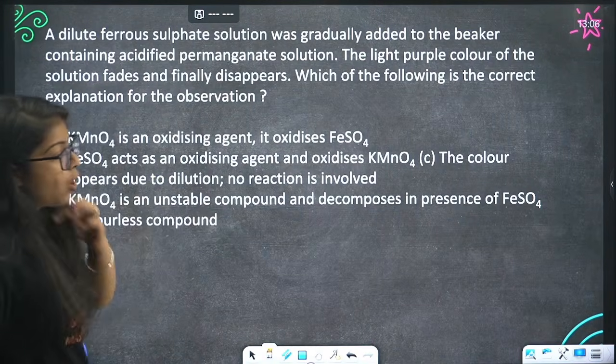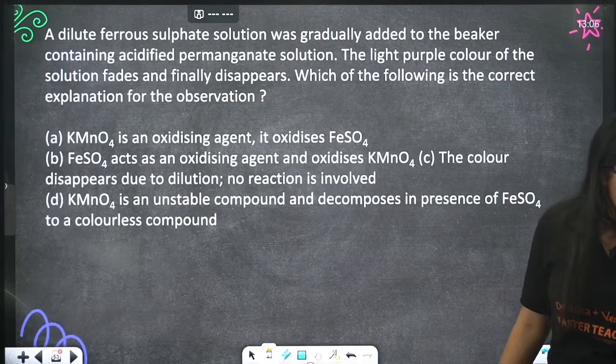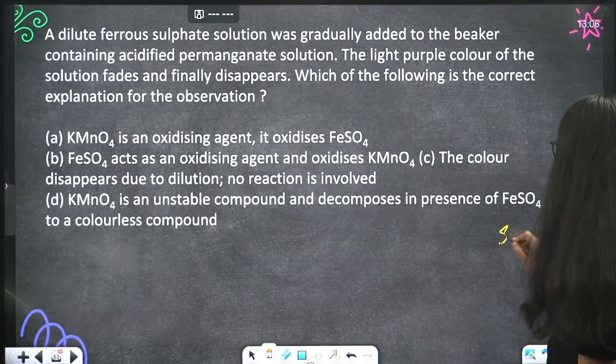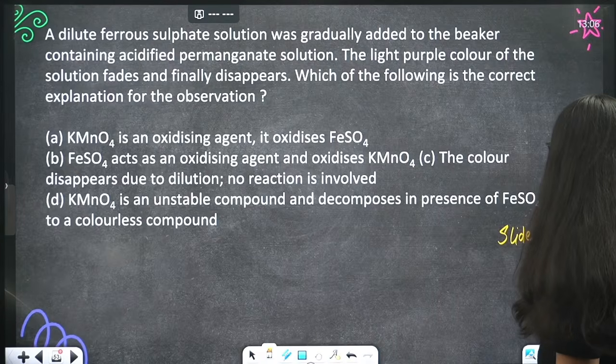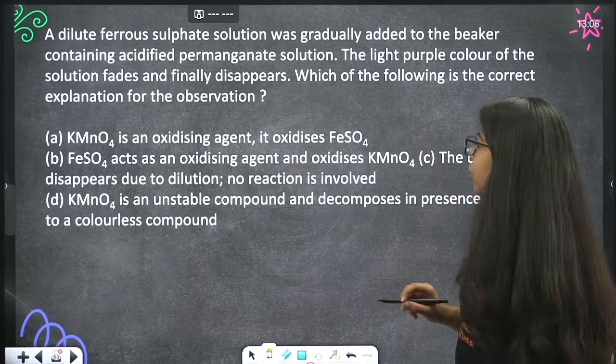All of you answer down in the comment section with the slide number. What is the slide number? Slide number is 53. Slide number 53. A dilute ferrous sulfate solution.